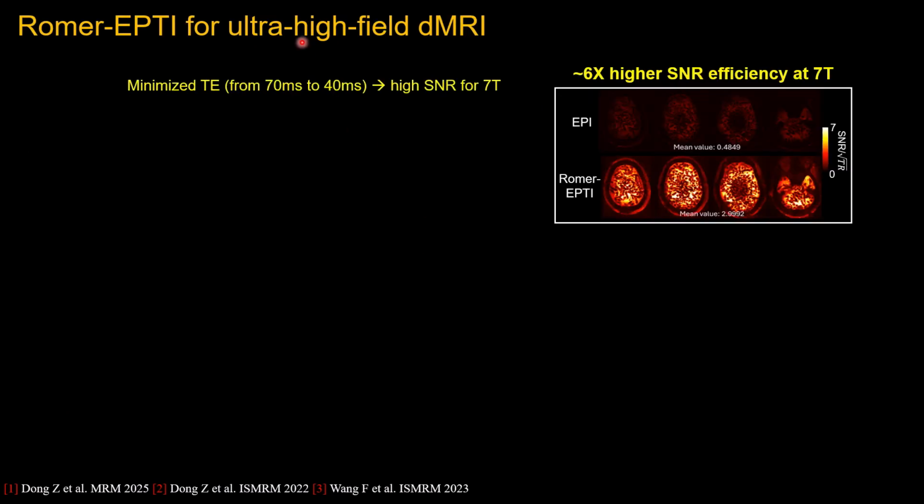Moving from 3T to ultra-high field, diffusion MRI faces much more challenges such as the shorter T2, the stronger field inhomogeneity, and also SAR issues. In the design of Romer, we take this effect into account. For example, we achieve minimized TE, so at 7T it can provide even higher SNR efficiency compared to 2D EPI to better leverage the SNR gain of 7T.